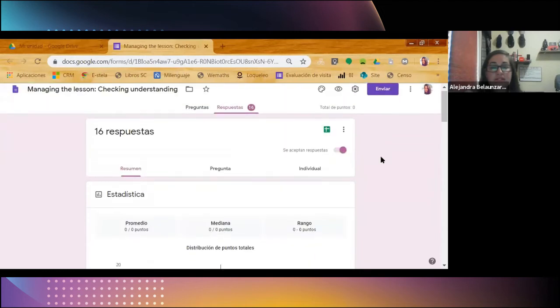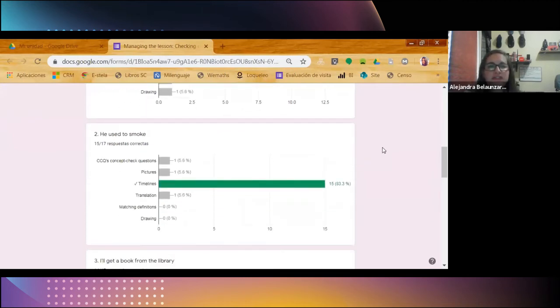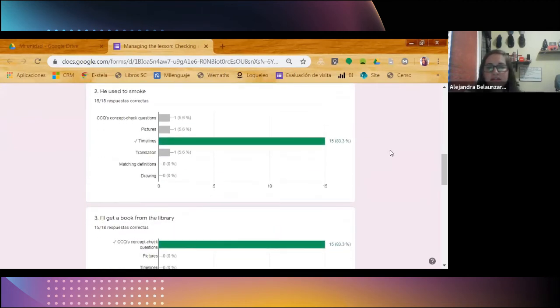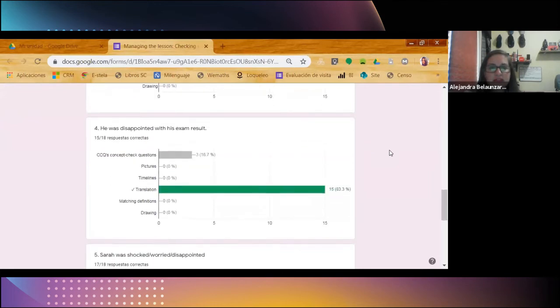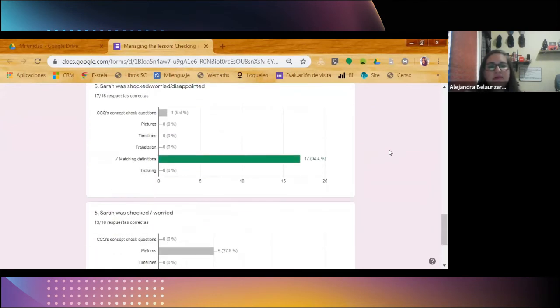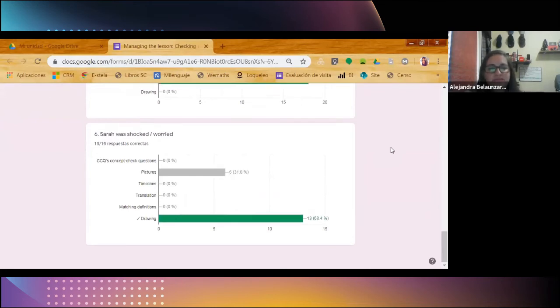we have 16 answers right now. Okay, so most of you got correct the first one, which is pictures. The second one, most of you got it correct as well, which was timelines. Third one as well. Number 4. So, oh, you are very good. Most of you got correct all of them.